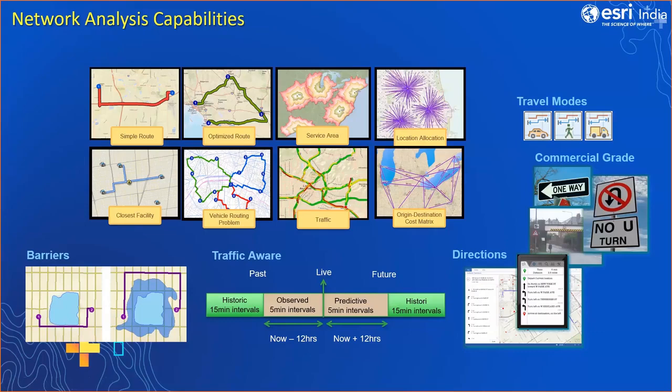We also have options to give travel modes. So if you want a particular route, what is the mode of travel? Am I driving a car? Am I taking a school bus? Or is it a heavy truck, emergency vehicle, or walking? All these types of travel modes can be added into our analysis.